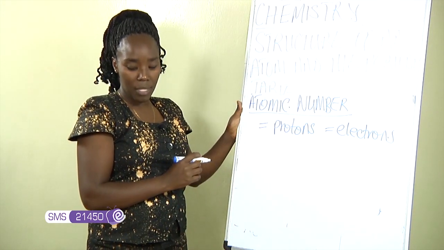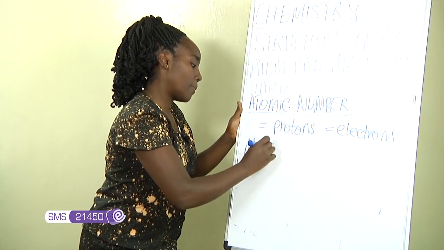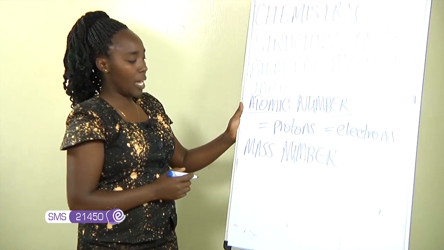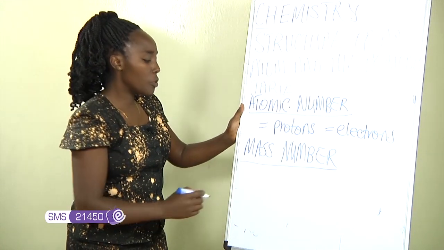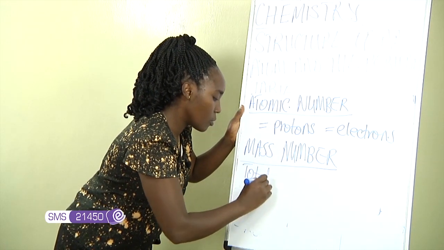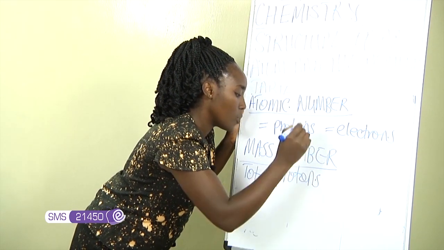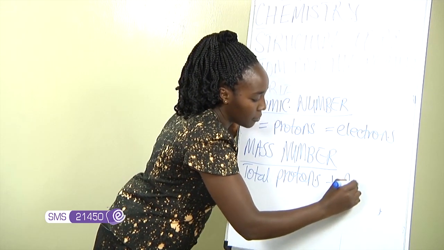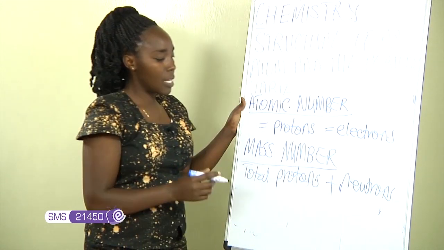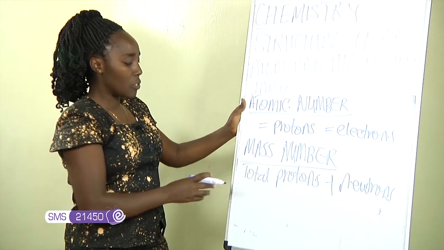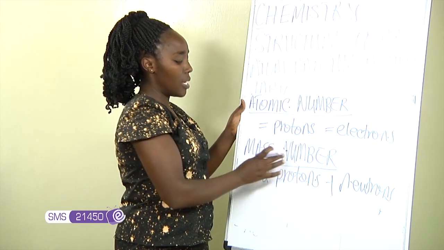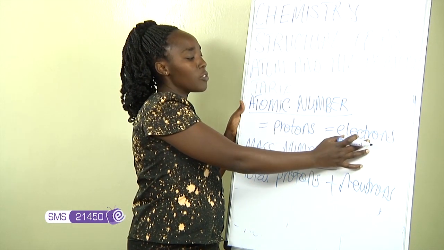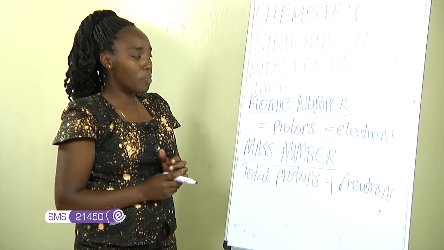We also have another term that we can define, that is mass number. Still from the structure of our atom, the mass number is always the total number of protons, plus the total neutrons that are found in the nucleus of an atom. So a combination of both protons and neutrons give us the mass number. The total number of protons, which is equal to the number of electrons in an atom, gives us what we call an atomic number.